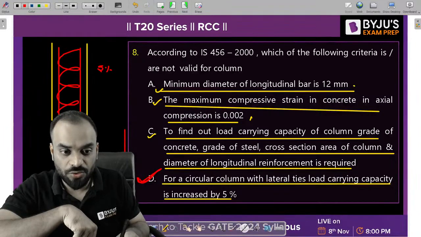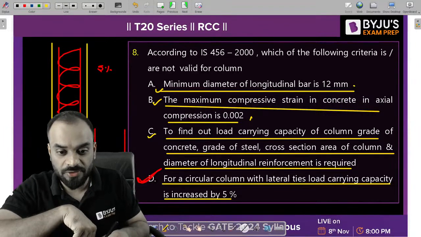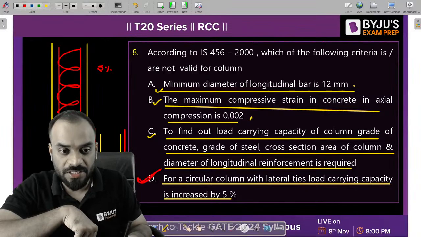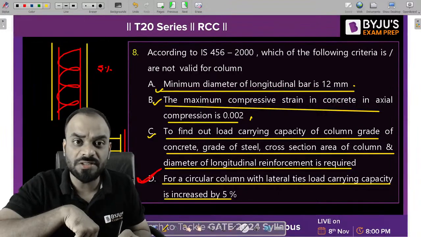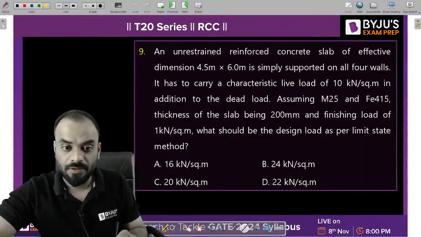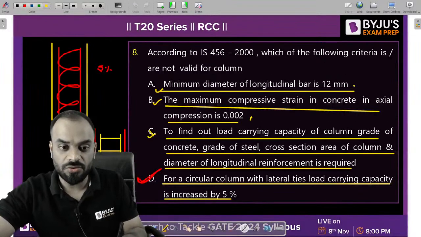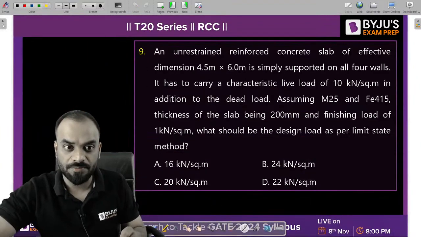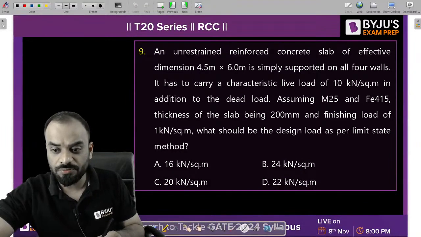We don't have to do it. Let me show you that particular figure also. Let us suppose again this is a circular column and these are circular ties. So in such case, you don't have to increase the load carrying capacity of the column by 5%. Okay. Next question, guys. Only D is the correct answer for the question. Next question in front of you.